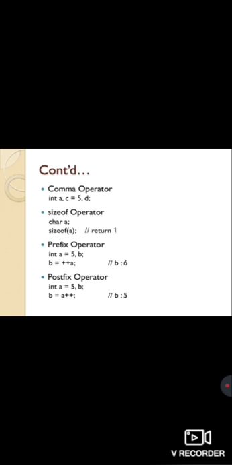So a is a character type variable, and then the size of a returns 1 because the size of the character type variable is 1 byte.